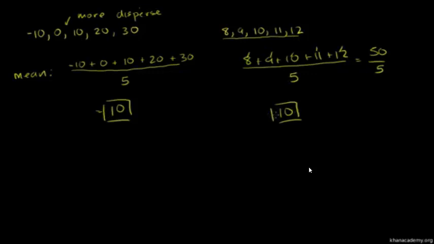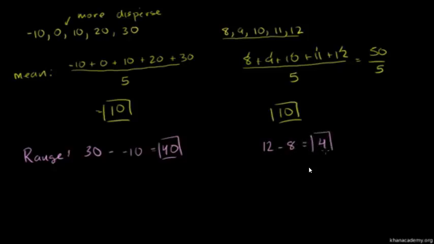So let's think about different ways we can measure dispersion, or how far away we are from the center on average. Now, one way, this is kind of the most simple way, is the range. And you won't see it used too often, but it's a very simple way of understanding the spread between the largest and the smallest number. You literally take the largest number, which is 30 in our example, and from that you subtract the smallest number. So 30 minus negative 10 is equal to 40, which tells us that the difference between the largest and the smallest number is 40. So we have a range of 40 for this data set. Here, the range is the largest number, 12, minus the smallest number, which is 8, which is equal to 4.